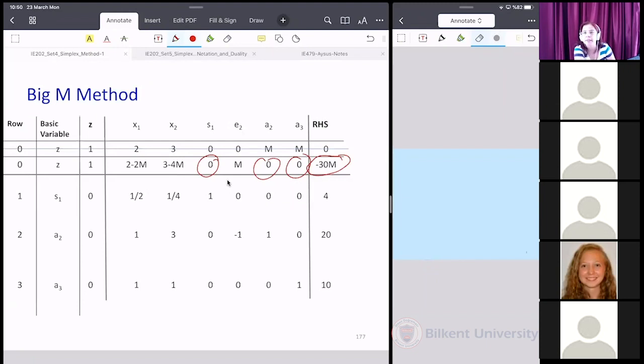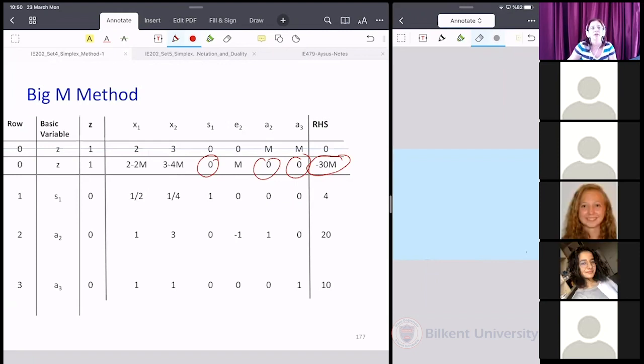Can somebody please say anything? Okay, hi, Irem, let me unmute you, okay? Is everything fine? Can you hear and can you follow? Yes, I hear. Can I ask you something? Sure. Do the big M's have to be the same or can they be different?